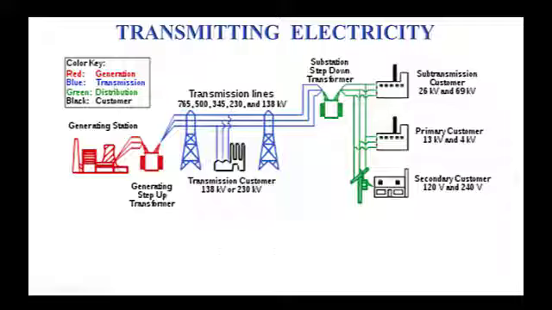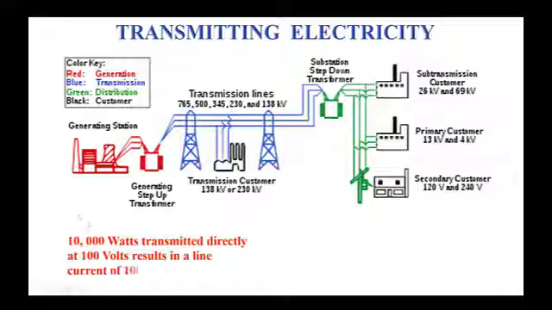Now, when I mentioned that we step this up to avoid power losses in the lines, take an example of this. Let's say that I've got a customer that needs 10,000 watts, 10 kilowatts. And if we were to send that at 100 volts, that would mean that there would be 100 amps in these lines. Well, that takes some big wires, so there's an expense there.